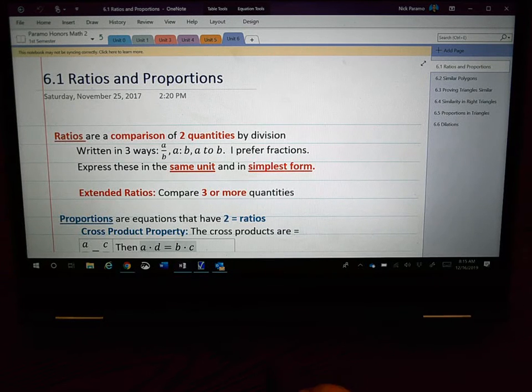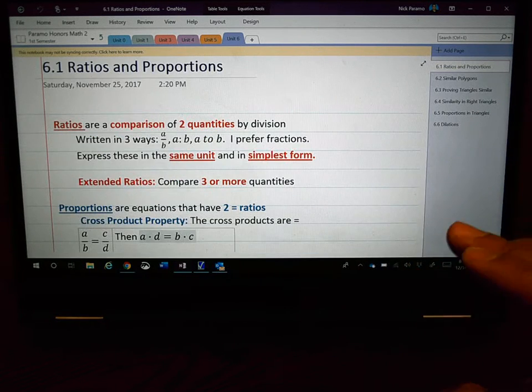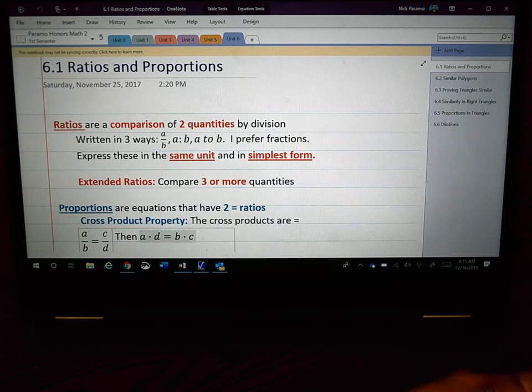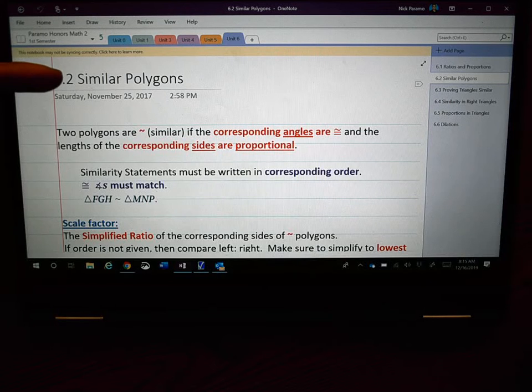Honors Math 2, Unit 6, final review for the fall final. When I think of Unit 6, the key word is the word similar. If I were thinking of the main idea, Section 2 has similar polygons. Section 3 was triangles similar. Section 4, similarity in right triangles. And then proportions, dilations. So the key word for this whole unit was the word similar.